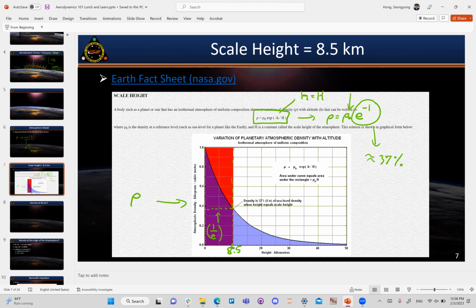In terms of mathematical models, using e is clean, so that's why we like to model it this way. But keep in mind that around 8.5 kilometers up in the atmosphere, we get 37% of what the sea level density is and what the sea level pressure will be.